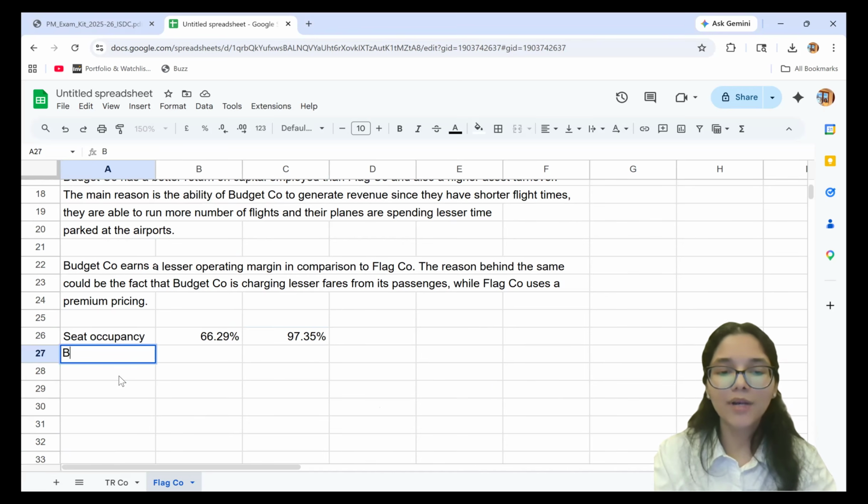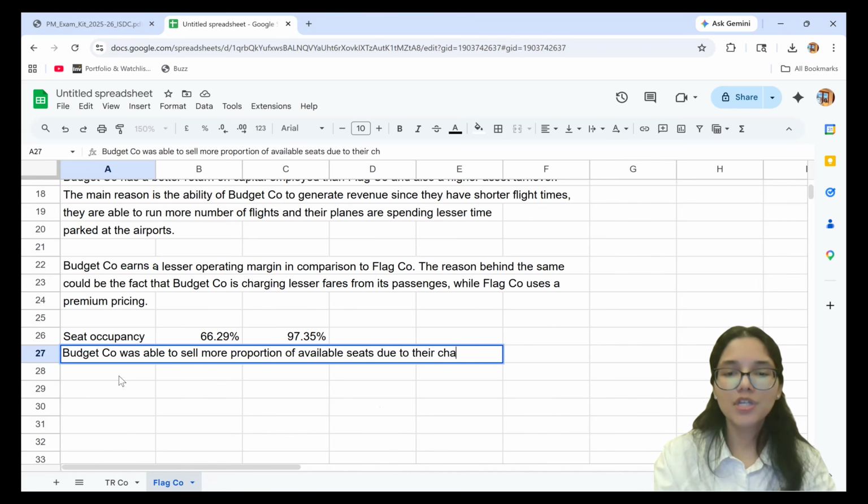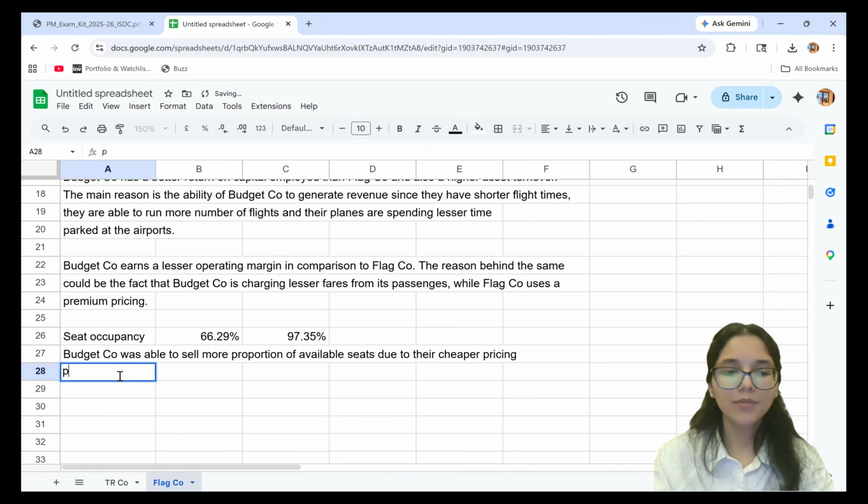So I will say that budget company was able to sell more number, or you can say more proportion of available seats due to their cheaper pricing policy.